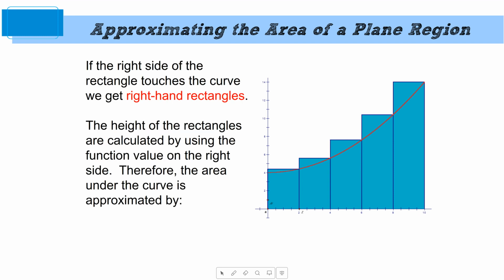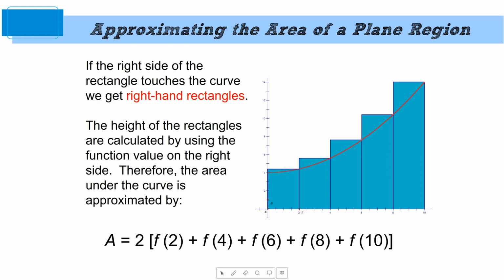Okay, so the pattern changes a little bit because we're on the right-hand side. Oh, the Y. Yeah, it's the y value. So in order to get the height of this left rectangle, I have to go up the right-hand side of the rectangle, which is at 2. So therefore, the height is f of 2.